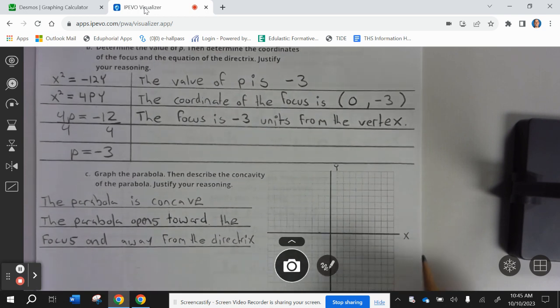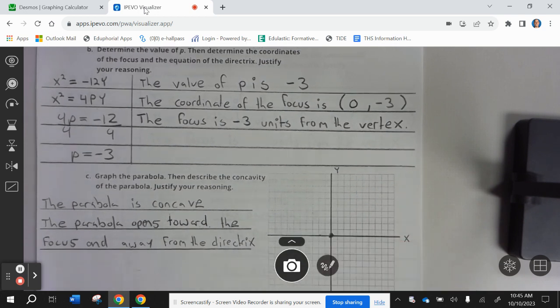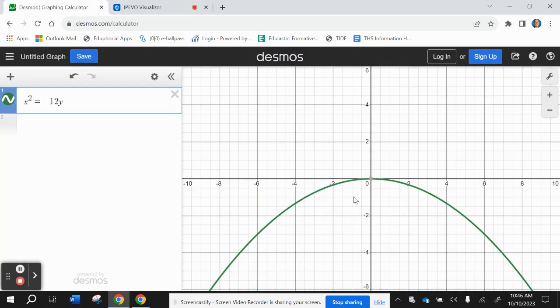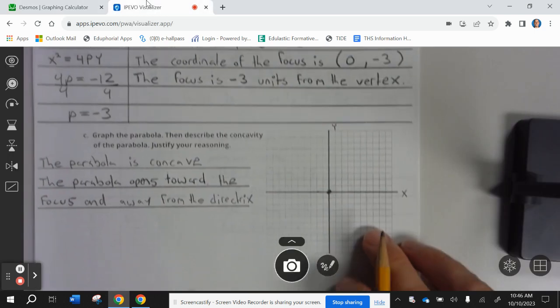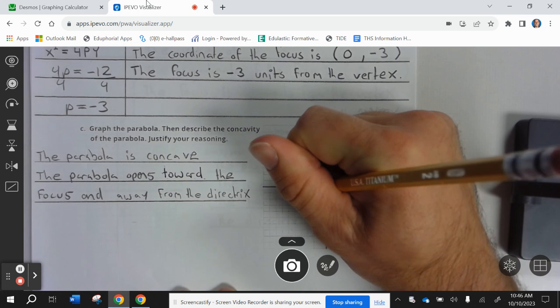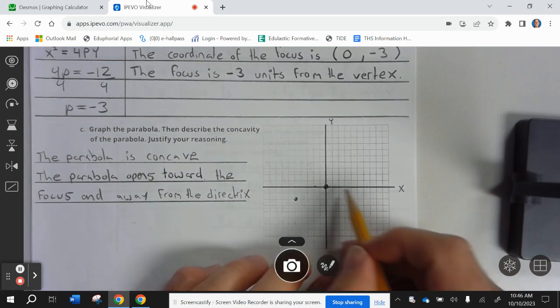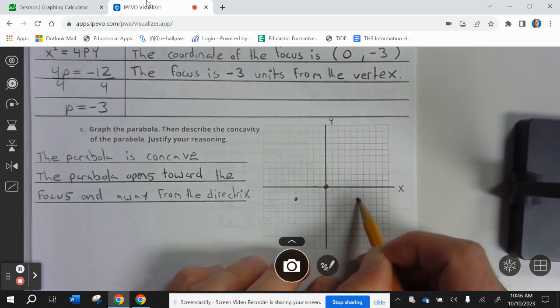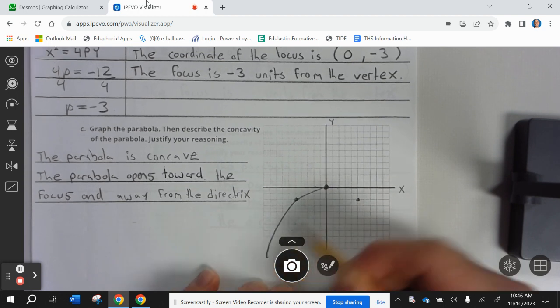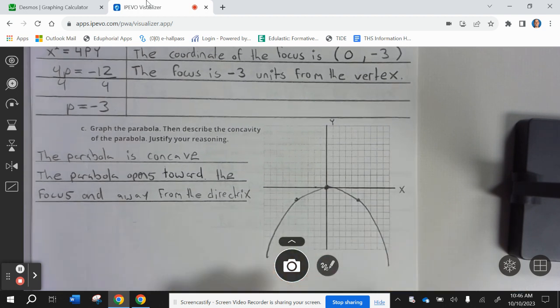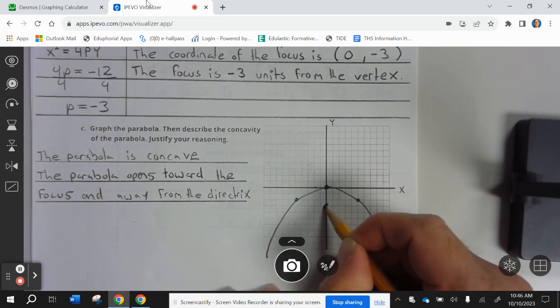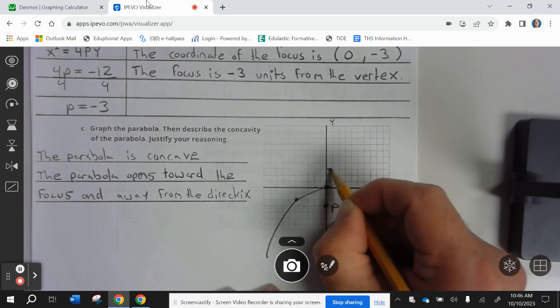Okay, now graph the parabola, then describe the concavity of the parabola. Justify your reasoning. Well, we know the vertex is (0, 0). Let's find a point. I'm going to go to the home screen. Negative 5, negative 2.03. We can approximate to negative 5, negative 2, which is probably our best point. So let's do that: negative 1, 2, 3, 4, 5, negative 2. And if you do negative 5, negative 2, you can do 1, 2, 3, 4, 5, negative 2. Okay, our p-value is 1, 2, 3.